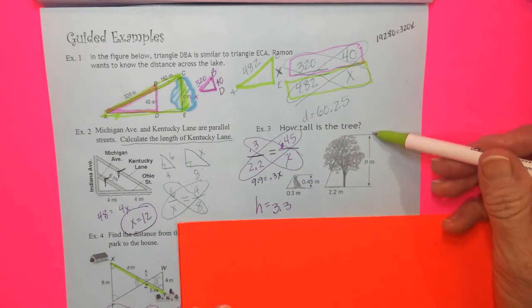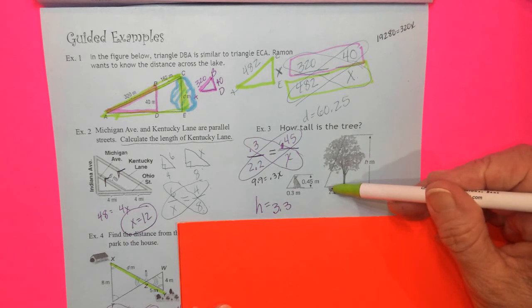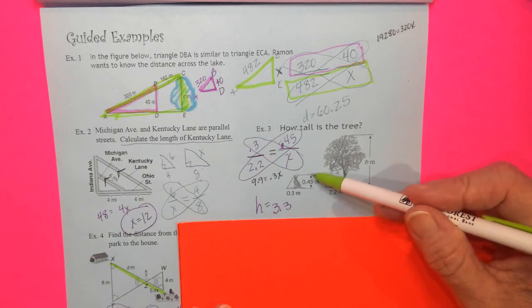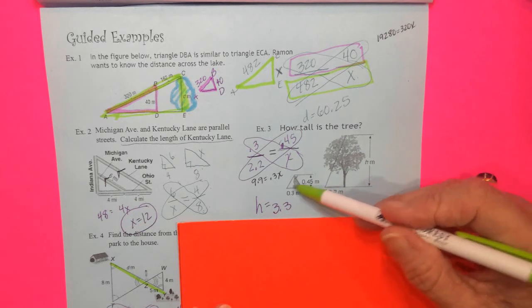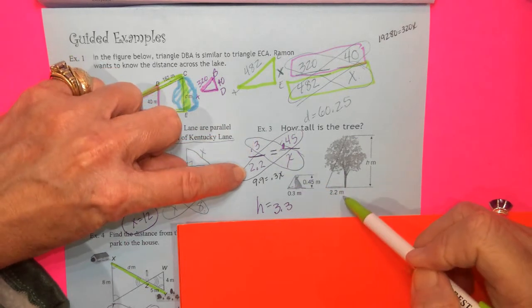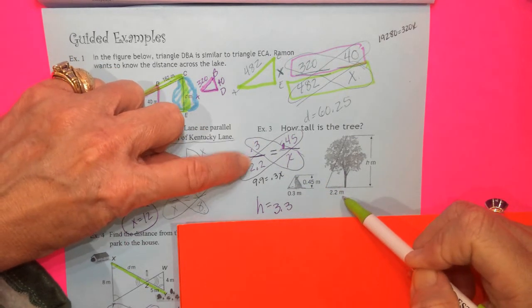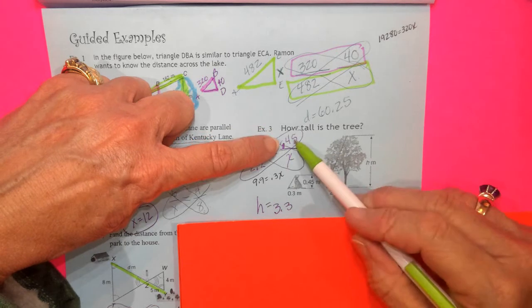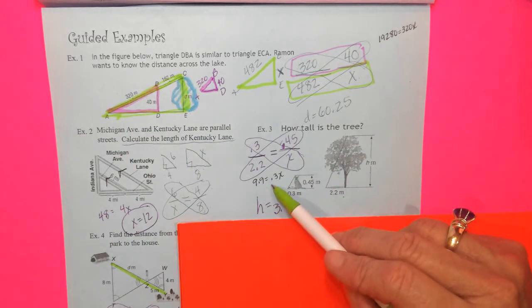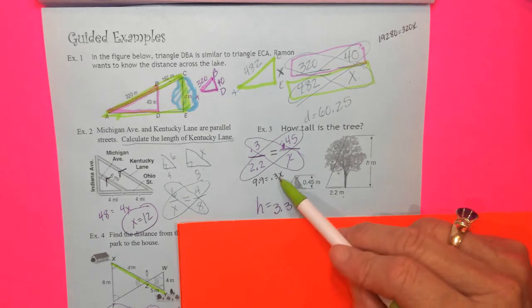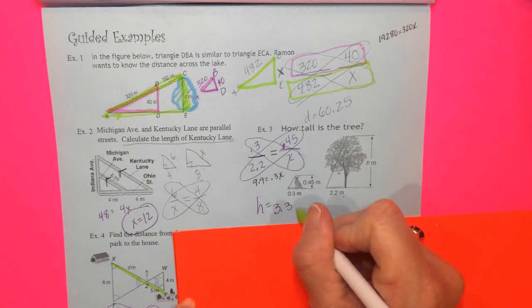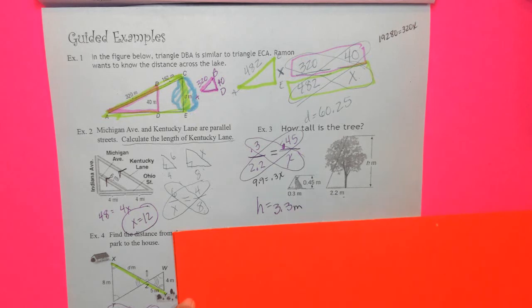For example 3, I think we're back to shadows. They want to know how tall the tree is, but there's a shadow of 2.2. These are in meters, compared to the height of the animal, which is 0.45 meters, and its shadow is 0.3. So shadow to shadow, 0.3 to 2.2, as height to height, 0.45 to x. Cross multiply, and you get 9.9 equals 0.3x. Divide both sides by 0.3. The height is 3.3 meters.